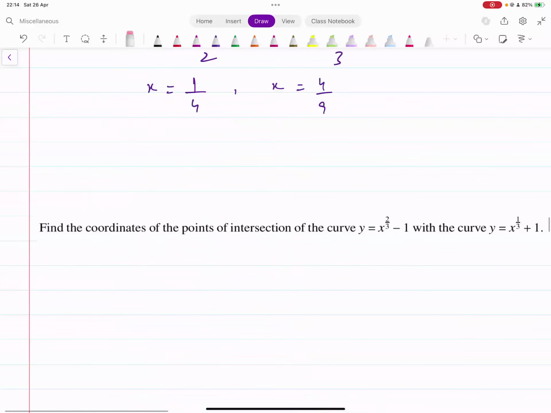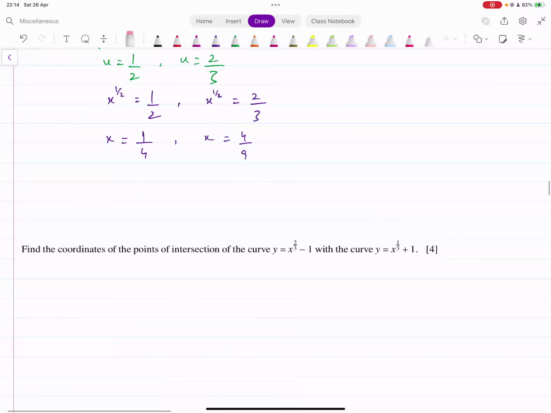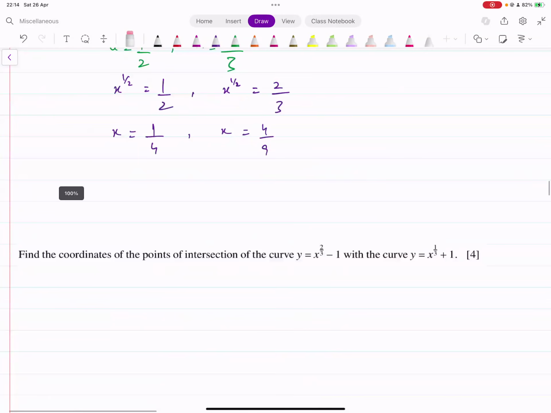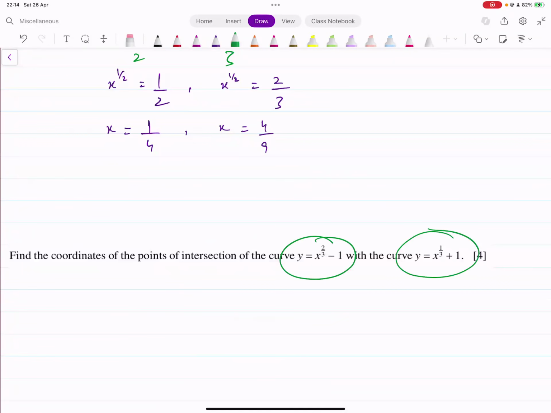This is another example. You have these two equations, and we have to find the points of intersection of these two curves. This is one curve, this is another curve. How do you find points of intersection?